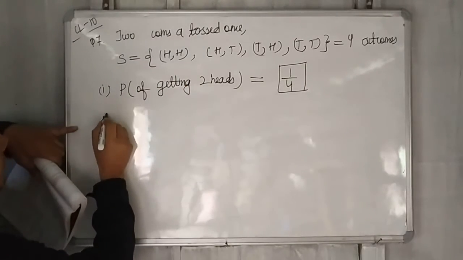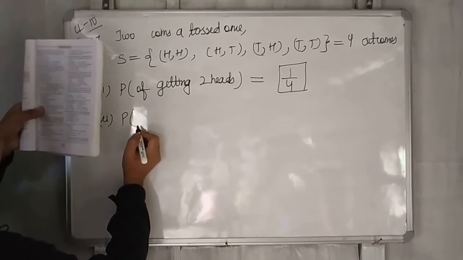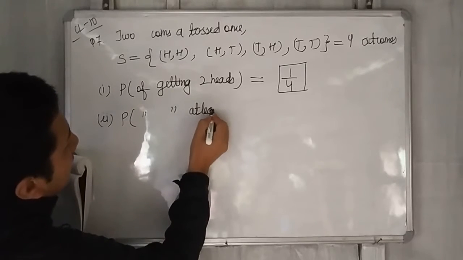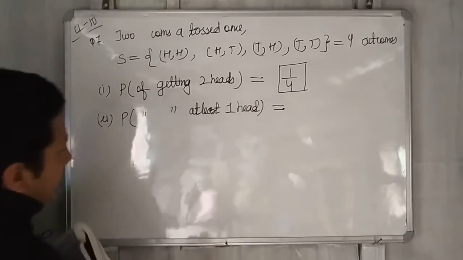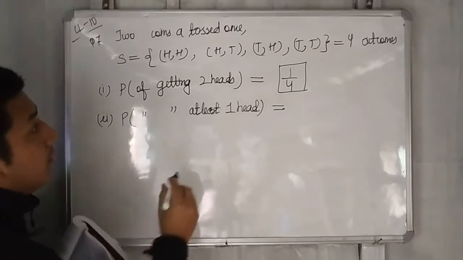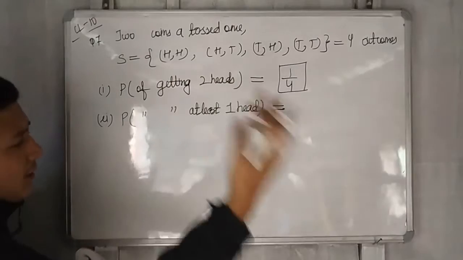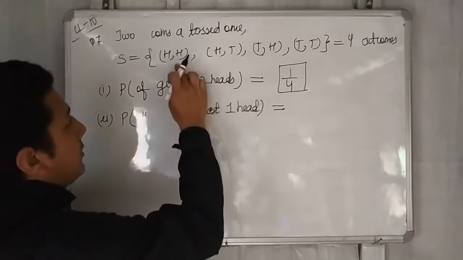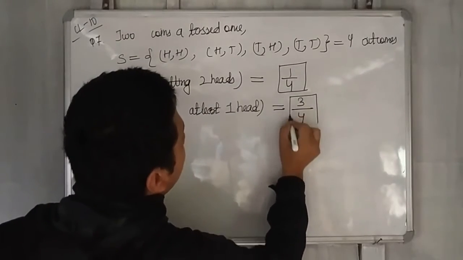Okay, we'll move to the next one. Probability of what? Probability of at least 1 head. Even if there are 2 heads, not a problem, but at least 1 head has to be there. If it is both heads, also no problem. So at least means 1 head has to be there. How many chances? 3 chances. So 3 by 4. Are we clear with this, boys?